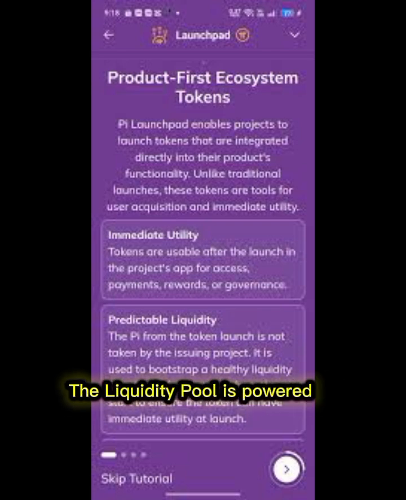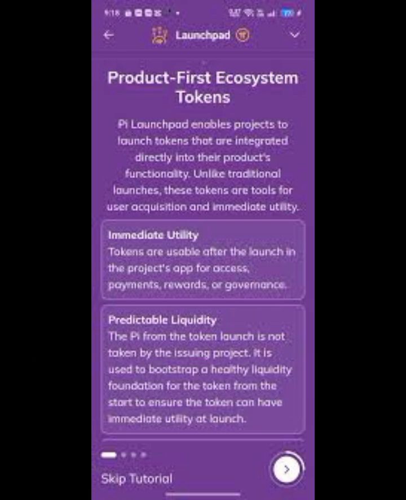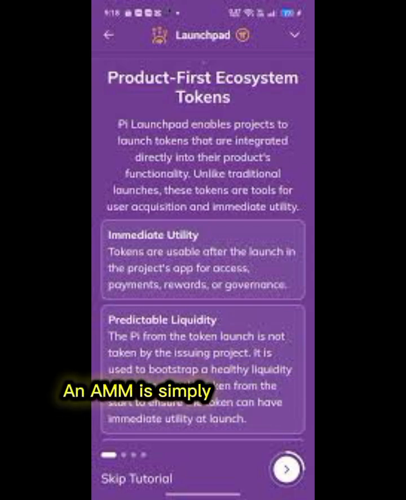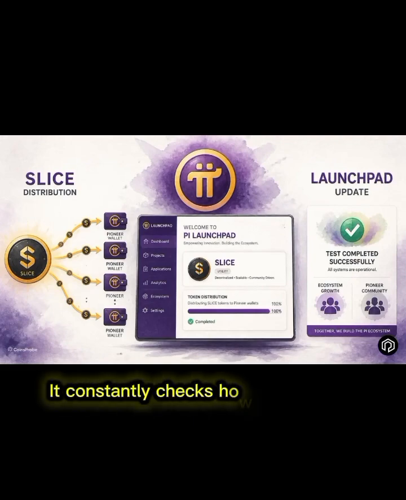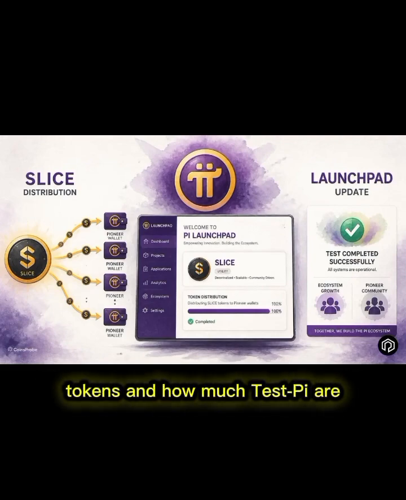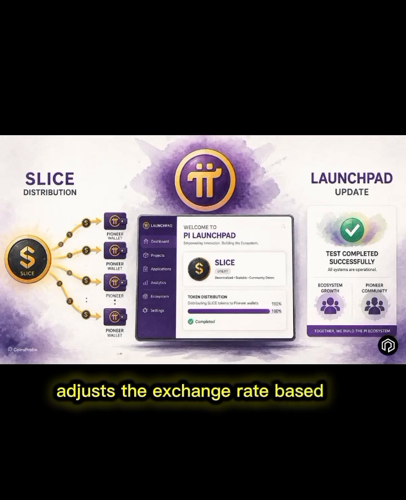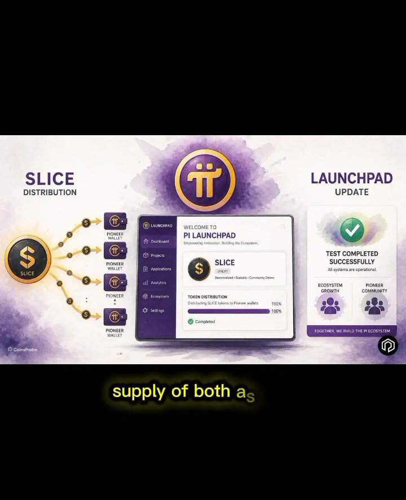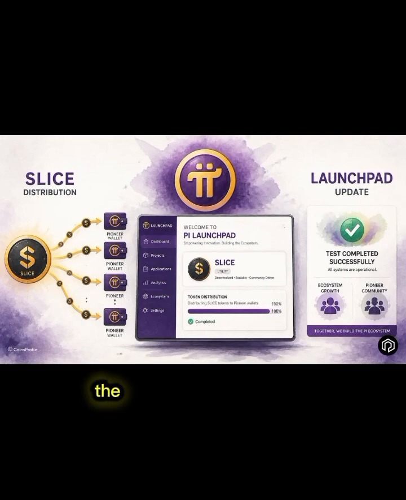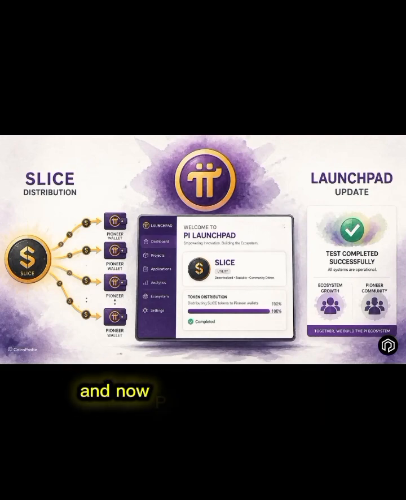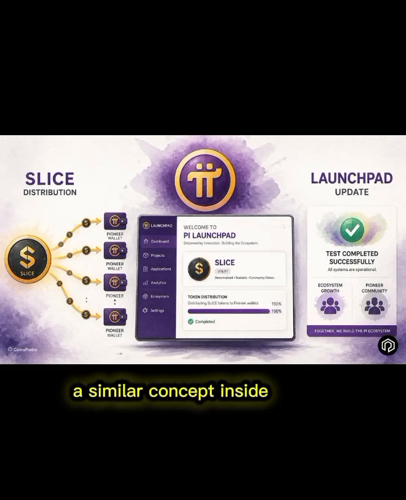The liquidity pool is powered by something called an automated market maker, or AMM. Don't worry, it sounds more complicated than it really is. An AMM is simply a mathematical system. It constantly checks how many Slice tokens and how much Test Pi are inside the pool. As users buy or sell tokens, the balance changes. The algorithm automatically adjusts the exchange rate based on the available supply of both assets. This means prices are determined by the pool itself instead of a traditional order book alone. It's a technology already used by many decentralized exchanges. And now, Pi Network is testing a similar concept inside its own ecosystem.